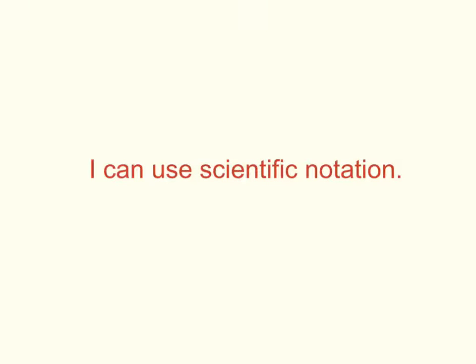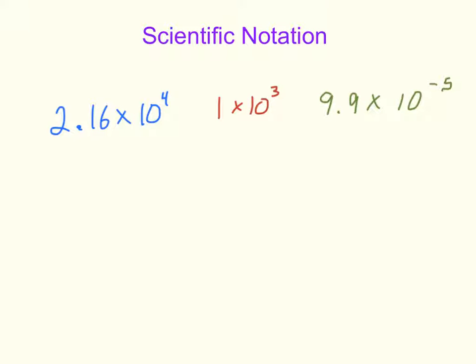Today's learning target is I can use scientific notation. Today we're going to learn how to write numbers in scientific notation. Scientific notation is a way that we can write really big or really small numbers. And down here are three examples of numbers written in scientific notation.